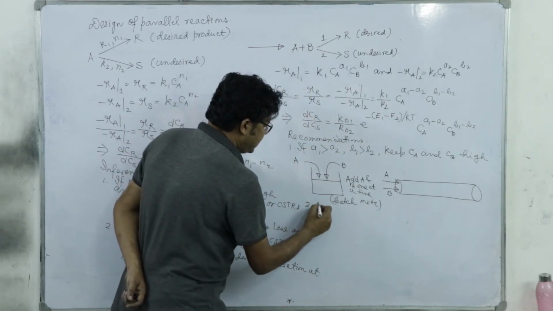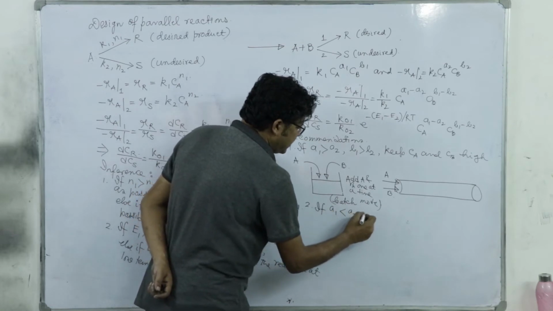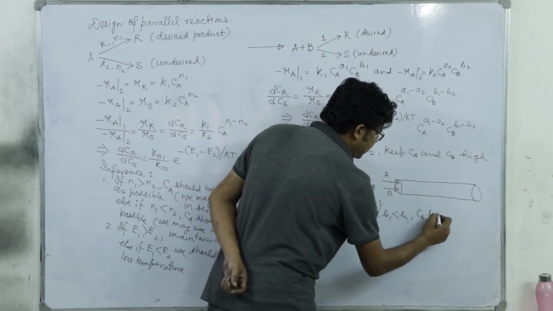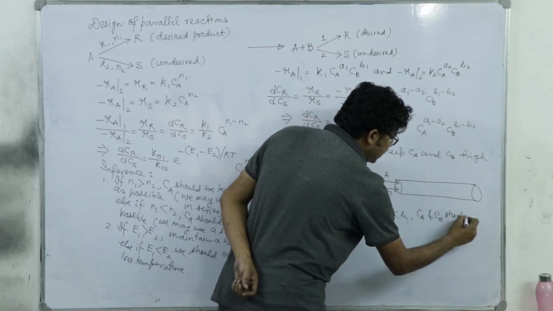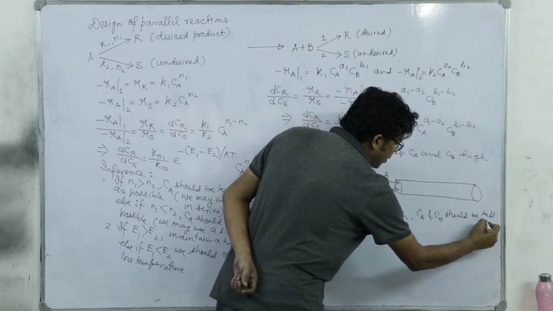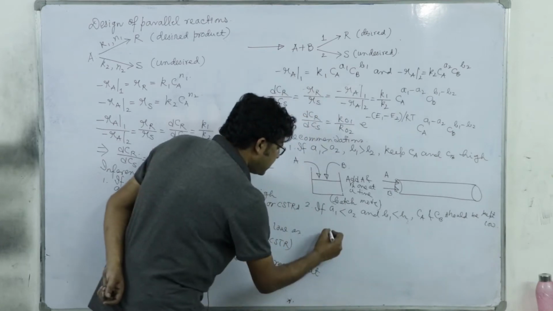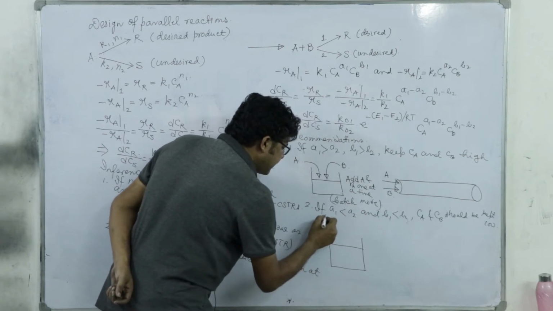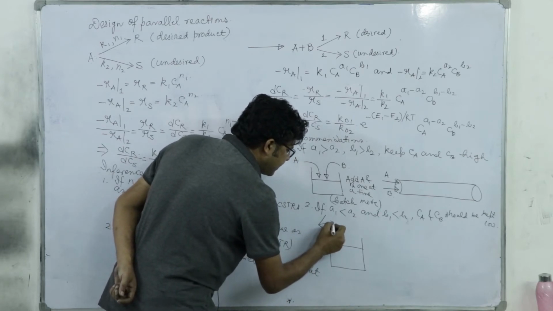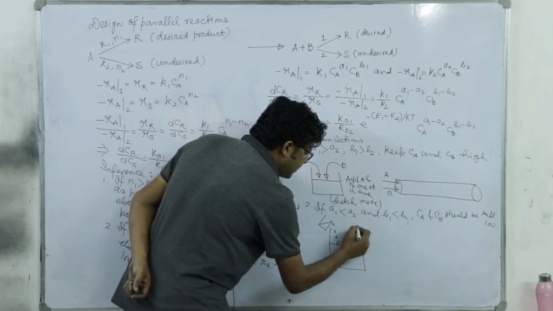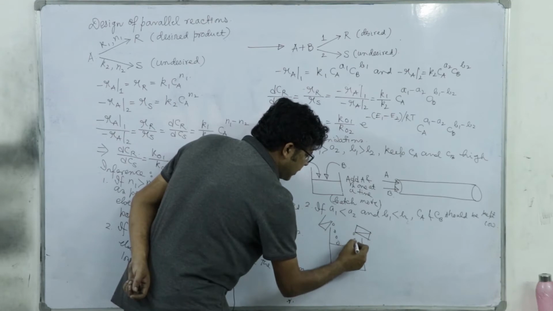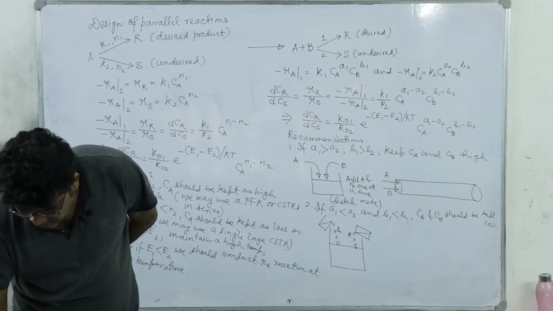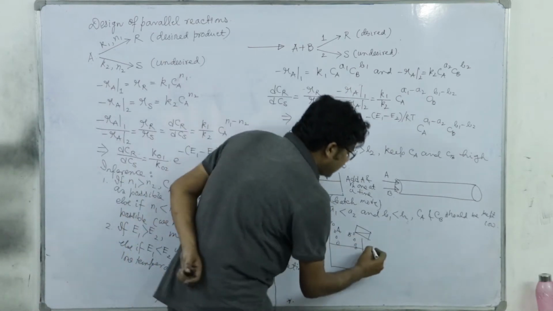Next, if a1 is less than a2 and b1 is less than b2, Ca and Cb should be kept low. So here we should go on adding A and B simultaneously in small amounts. We have to add A and B slowly.